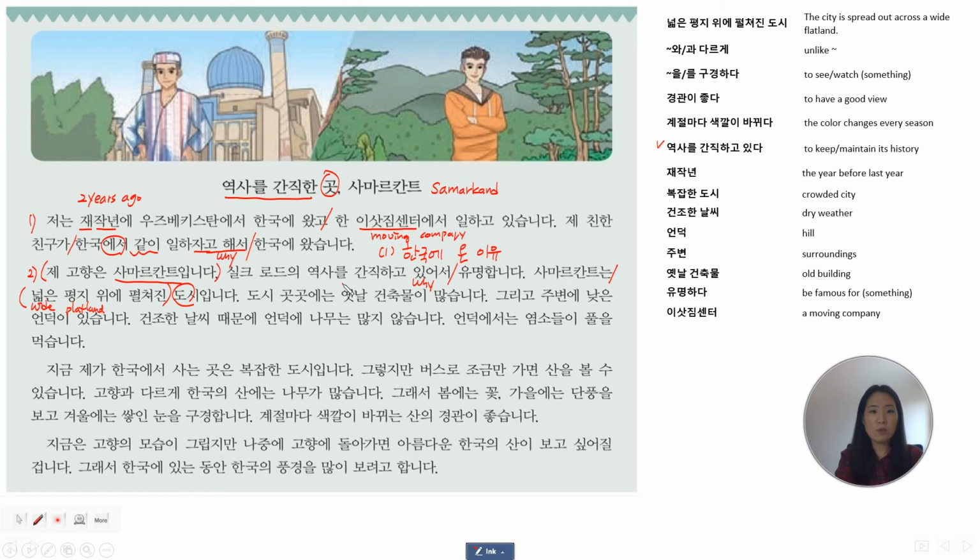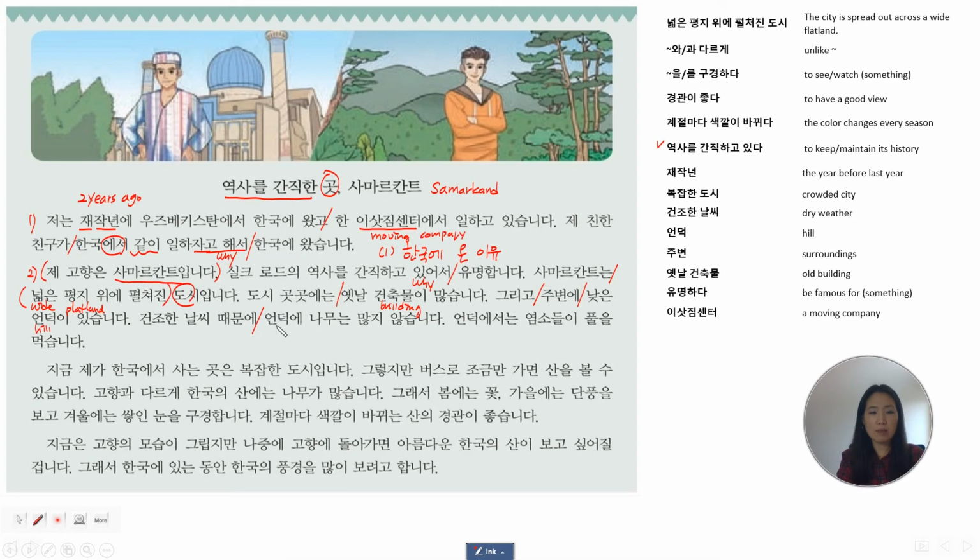자, 도시 곳곳에는, so here and there in the city, 옛날 건축물이 많습니다. There are a lot of old buildings. 그리고 주변에 낮은 언덕이 있습니다. So nearby, in the surroundings, there is a low hill. So Samarkand, there is a low hill.